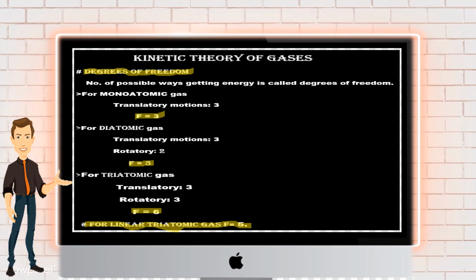For monatomic gas, the degrees of freedom is 3. For diatomic gas, degrees of freedom is 5. For triatomic gas, it's 6. Simply to remember it, just use the trick: 3, 5, 6, in this order. This is for monatomic gas, this is for diatomic gas, this is for triatomic gas. 3, 5, 6.